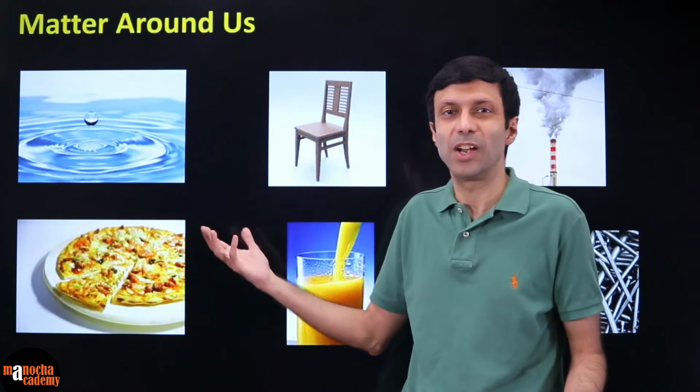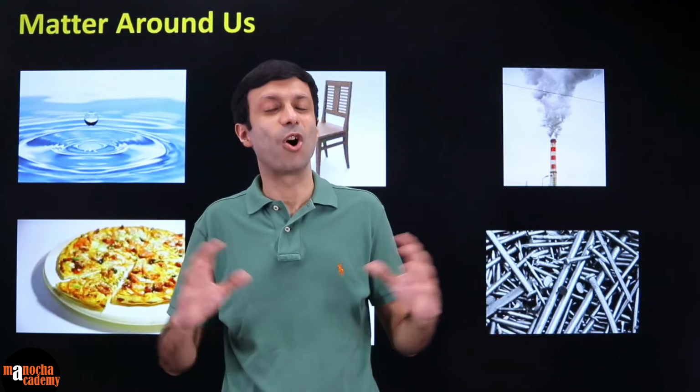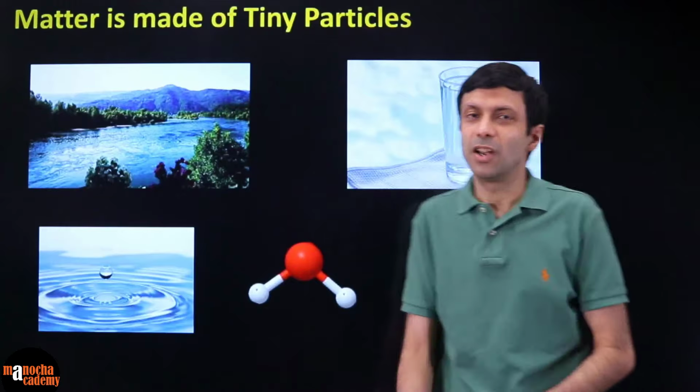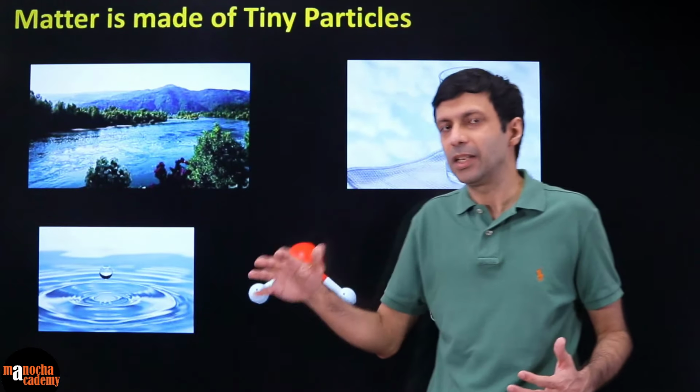Can you give me an example of something that is not matter? Absolutely right. Emotions like happiness, sadness, love, hate are not matter. Energy like light and heat is not considered matter. But the rest of the stuff that we are looking at is all matter, something which has mass and occupies space.